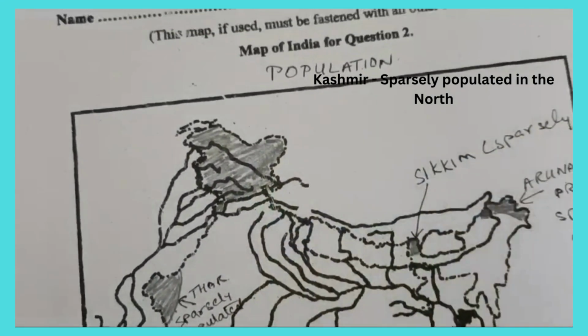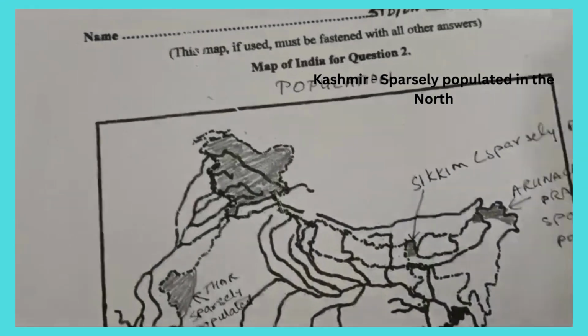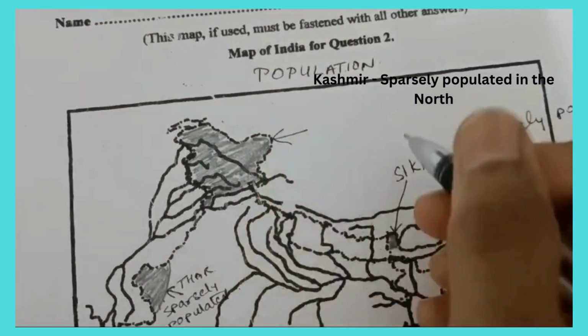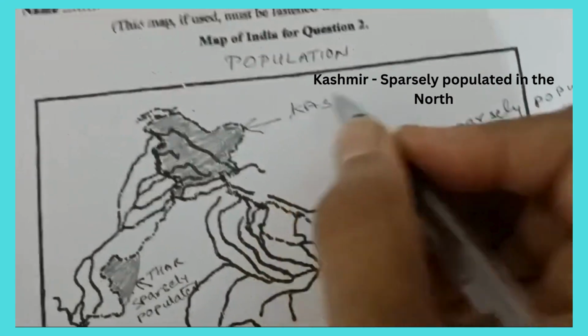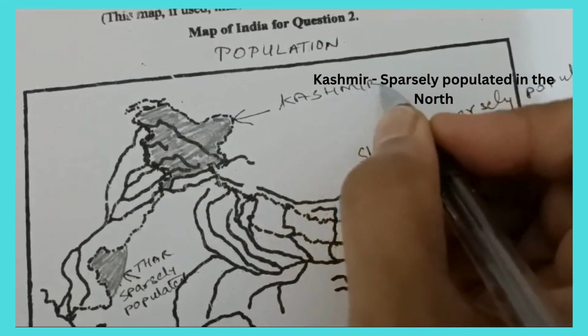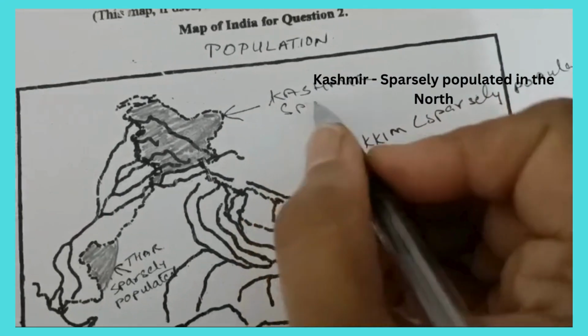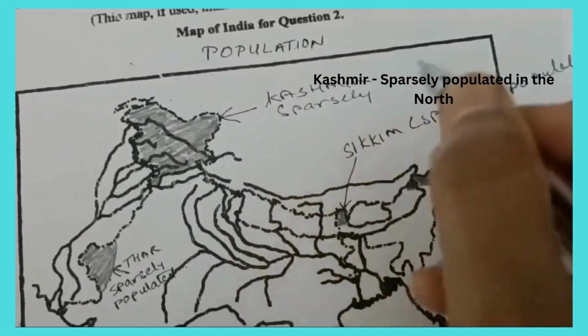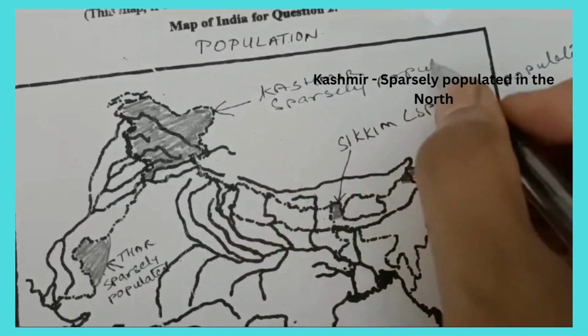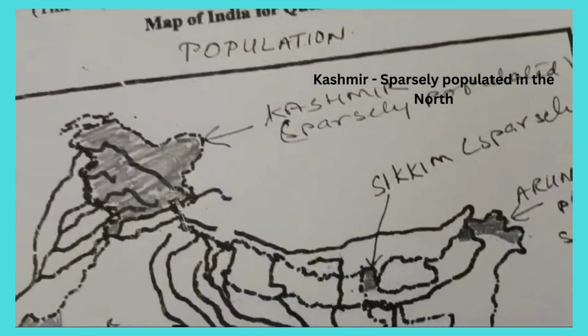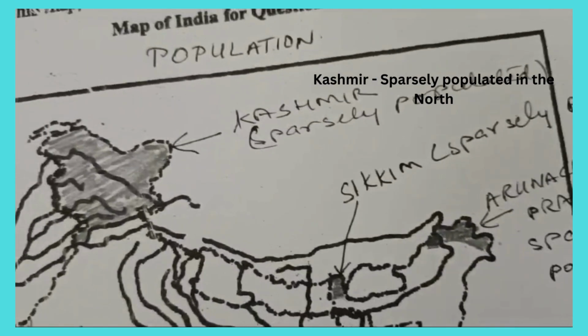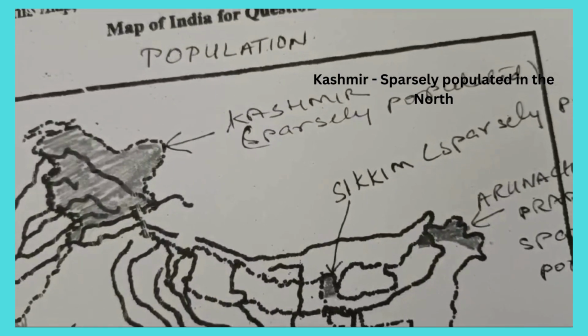For all the sparsely populated regions, you may use yellow color. That would be the ideal color to be used for sparsely populated places. This is your sparsely populated region in the north.